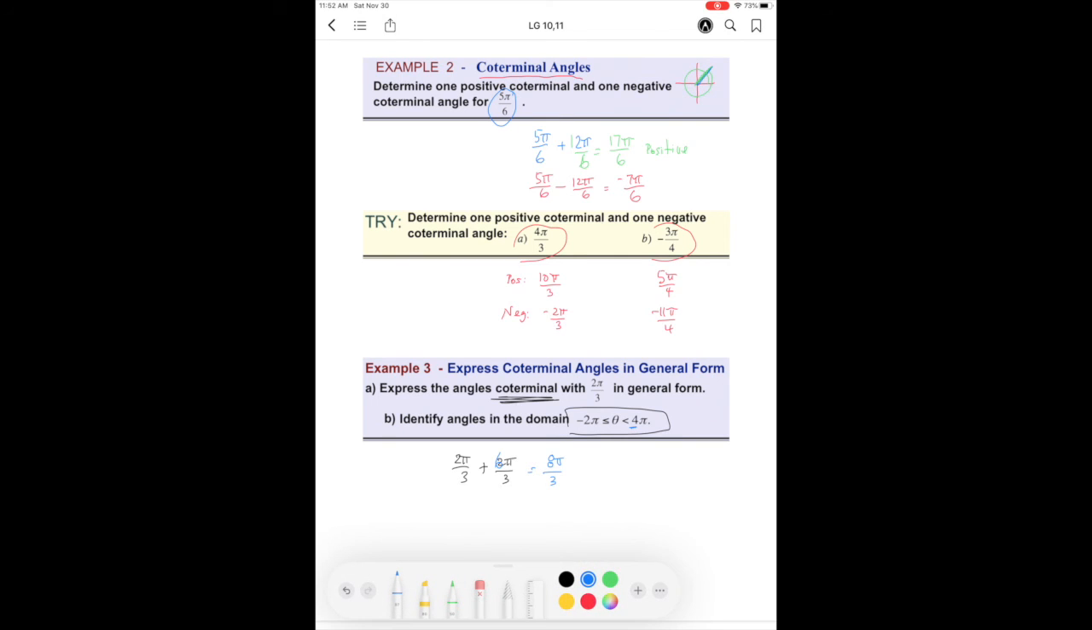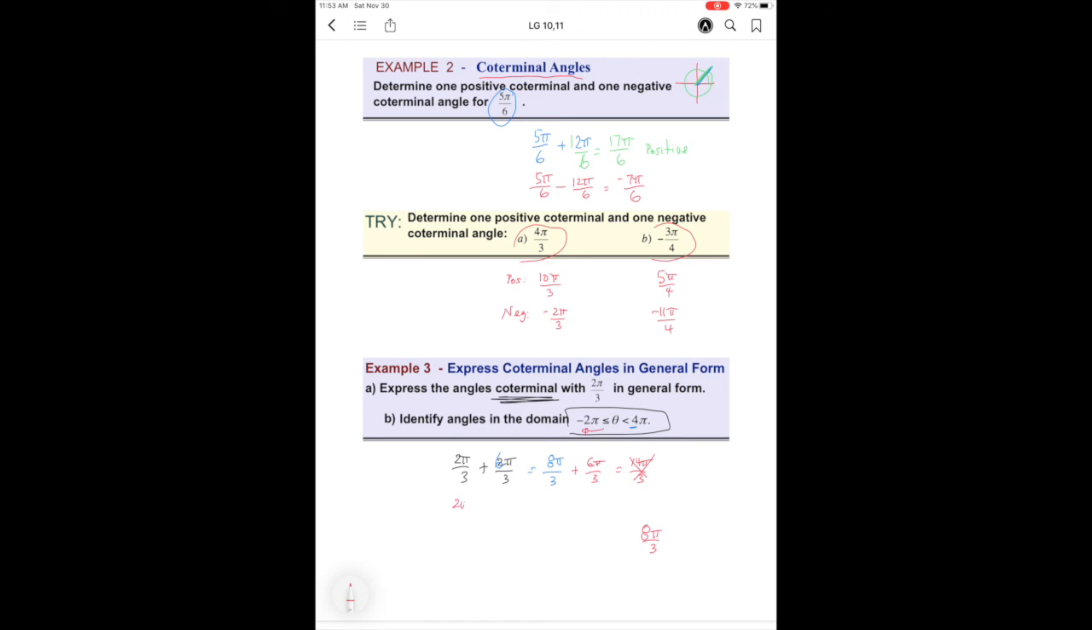Now, if I add another one, see if it goes around again. Let's see what happens. So if I add another 6 pi over 3, another revolution, I get 14 pi over 3. And I realize that 14 divided by 3 is 4.66. So this is not in the domain. All right. So in the answer, you only have 8 pi over 3 in the positive direction.